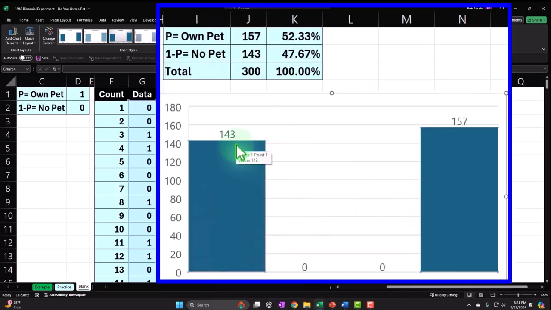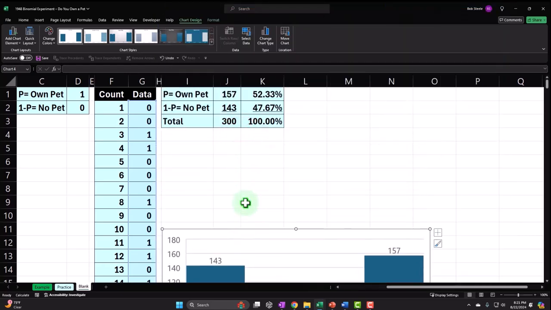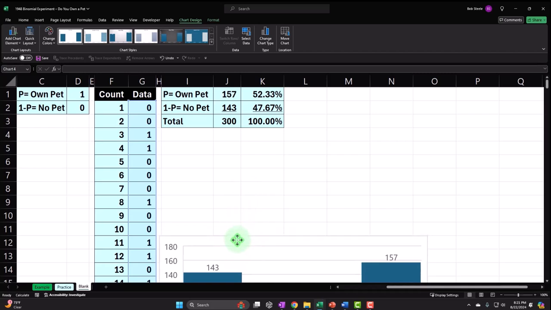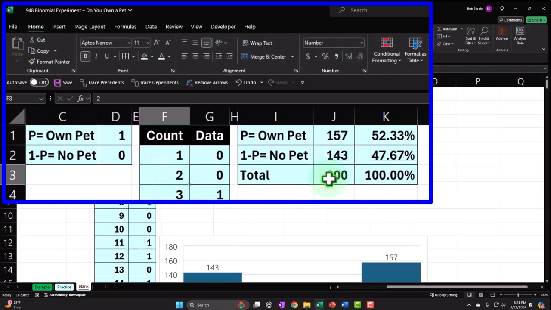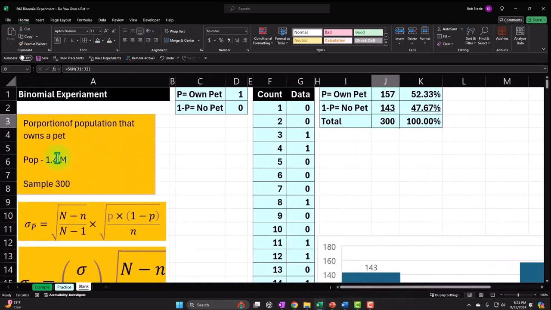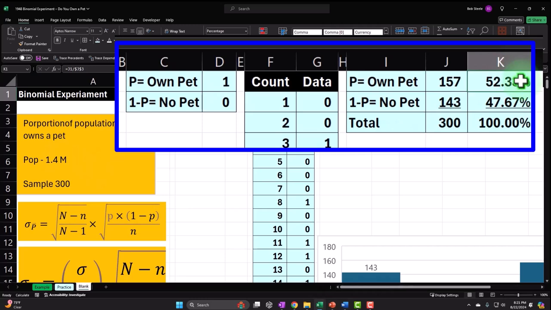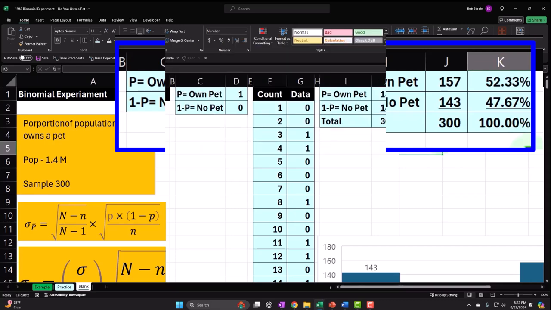So there's the 143 that don't own, and the ones that own 157, the percent then being 52% if we add those two up. And we can think of that as basically the middle point of the histogram. Now obviously the histogram is not in the format of a bell curve, right? But we can think about if I took multiple samples of 300, or possibly all possible samples of 300 for a population of 1.4, and then I took the average of all possible samples, then I took that data, that would typically tend towards the bell shape is the general idea.